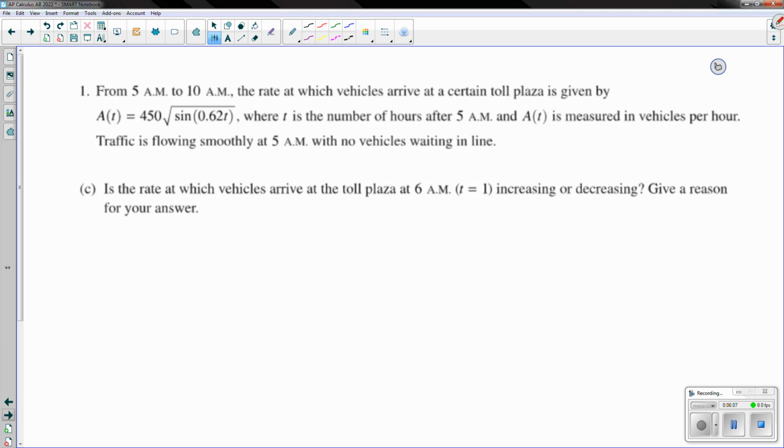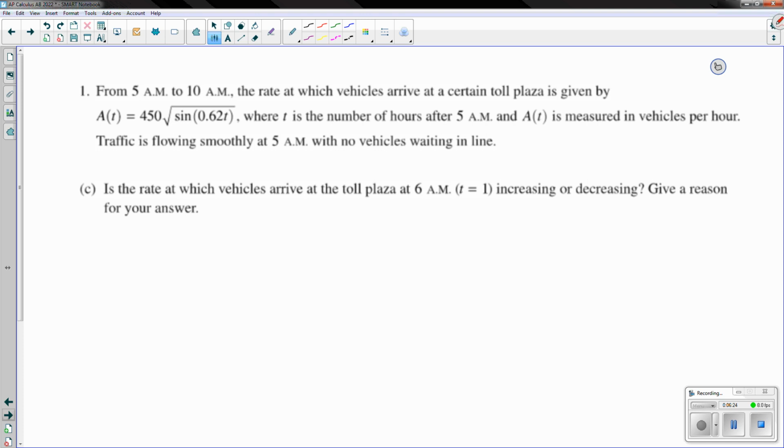Part C, also a 2-point question. Here we have, is the rate at which vehicles arrive at 6 a.m., or time t equals 1, increasing or decreasing, and give a reason for your answer.